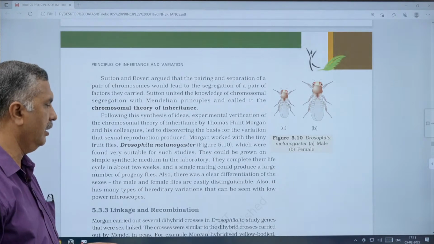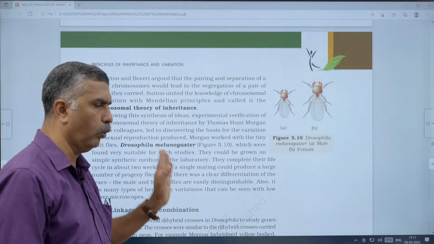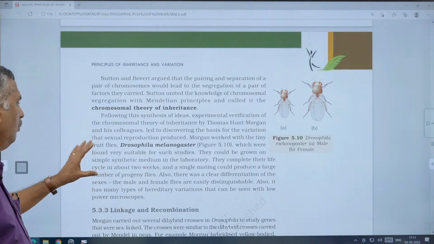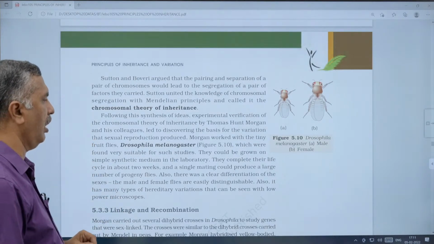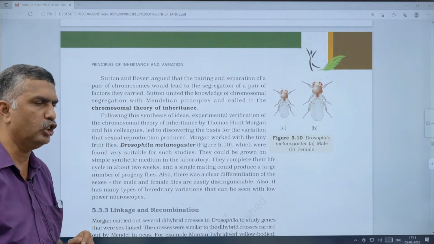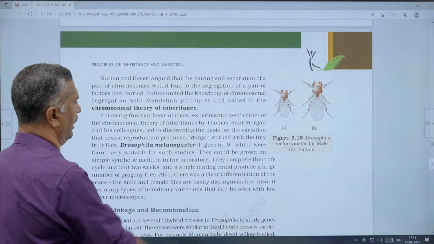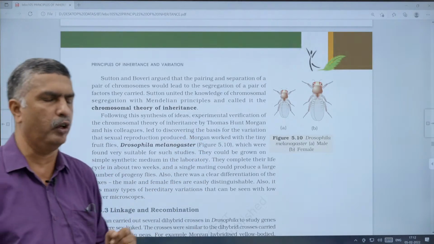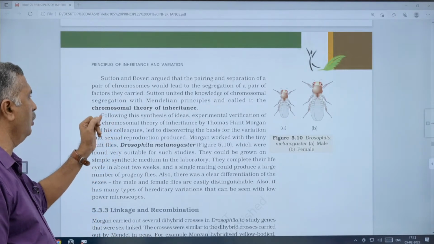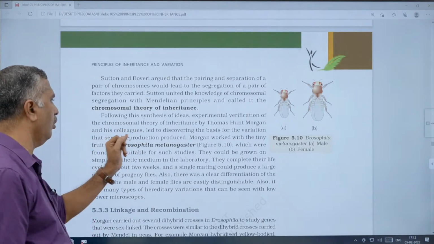Also, many types of hereditary variations were noted under the low power microscope. So several hereditary variations were reported. Those are the important characteristics of Drosophila melanogaster, which made it most suitable for the studies of T.H. Morgan, the experimental verification of the chromosomal theory of inheritance. The chromosomal theory of inheritance was put forward by Walter Sutton and Theodore Boveri.